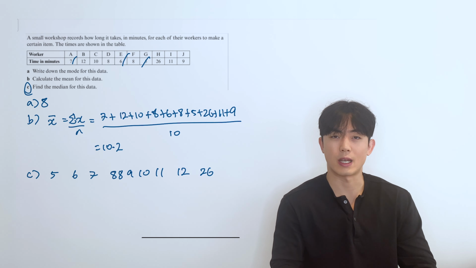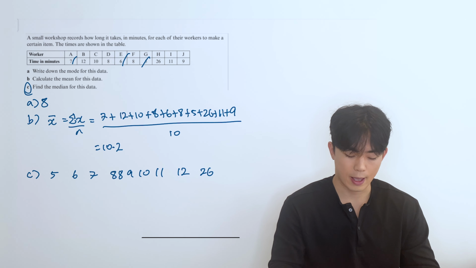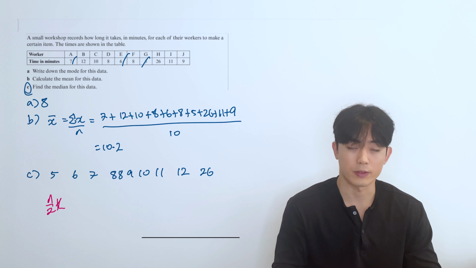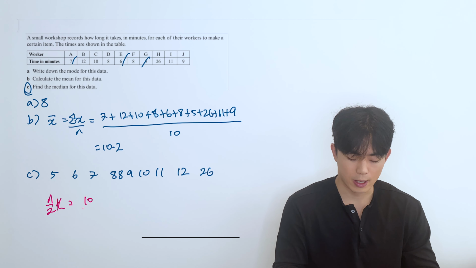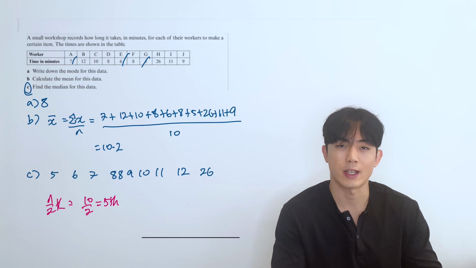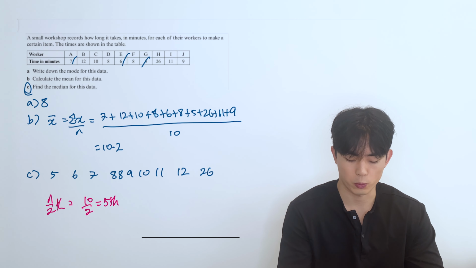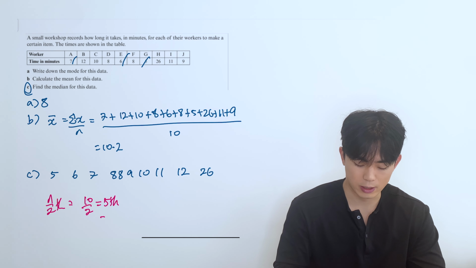Okay, so now I've written them in ascending order. Now we go for n over 2 term. n being once again 10, so 10 over 2. We're technically looking for the fifth term. But remember, when I said if it's a whole number when we do this division, we have to always round up, right? So instead, we actually have to find the 5.5th term, okay?